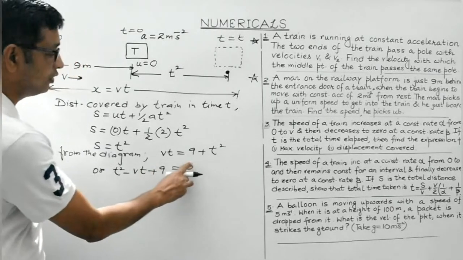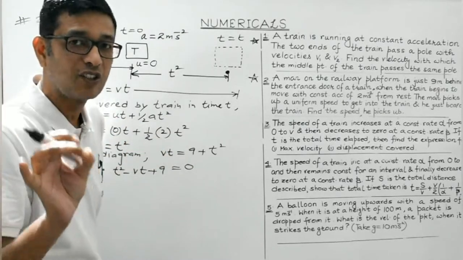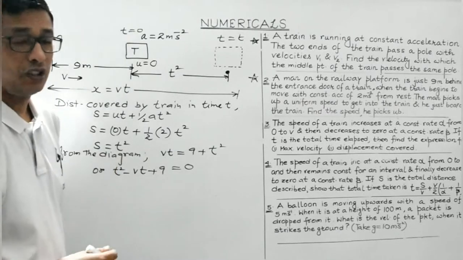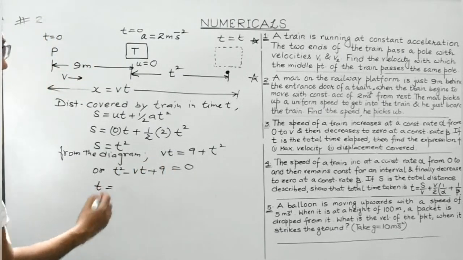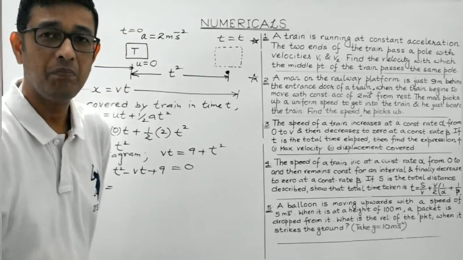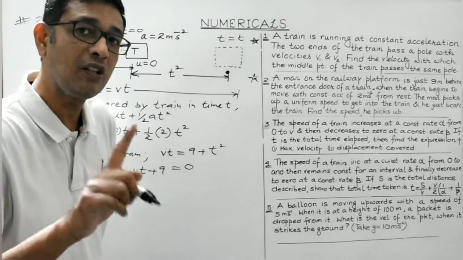Over here, V is the uniform speed with which the person runs. Uniform speed, constant speed. So V is constant over here. T is variable. So it is a quadratic equation. So let's determine the value of T. We are already aware of the roots of a quadratic equation, isn't it? Minus B plus minus square root of B square minus 4AC divided by 2A.